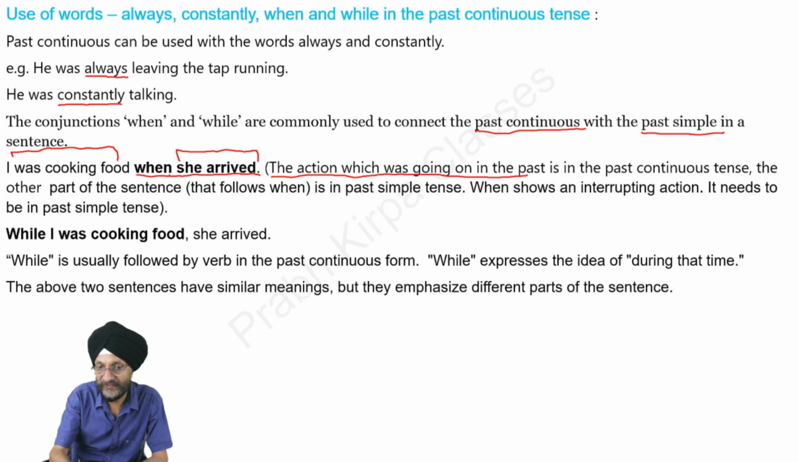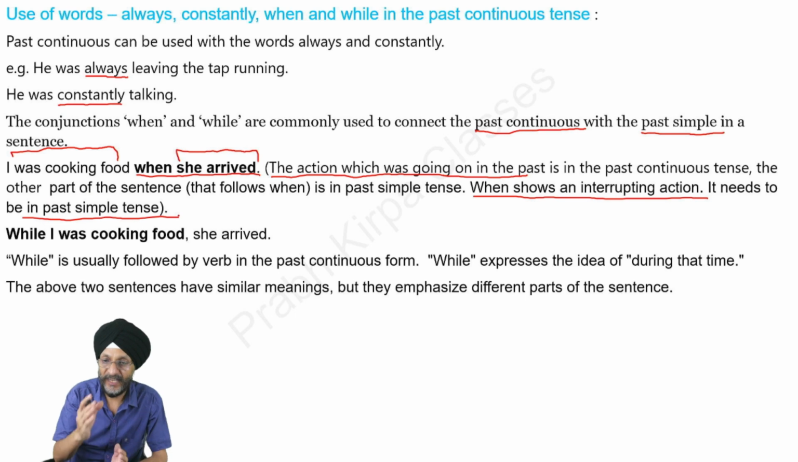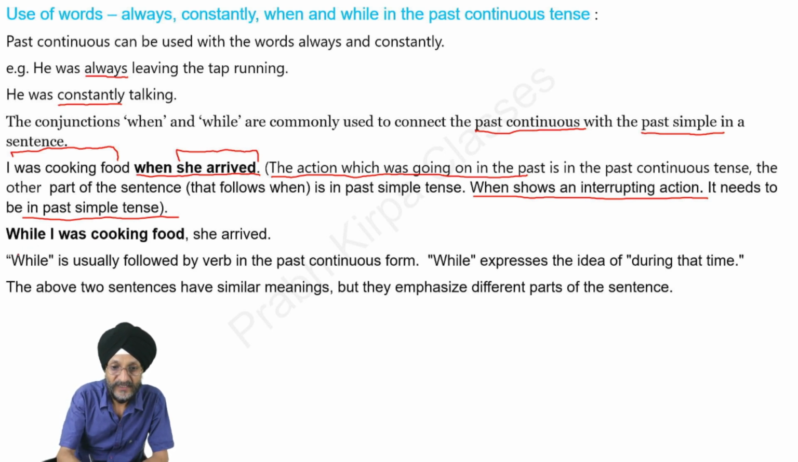When, what does this when show? When shows an interrupting action, it needs to be in past simple tense. In other words, the action which was going on in the past has to be in the form of past continuous, whereas the interrupting action has to be in the form of past simple tense. Next, while I was cooking food, she arrived. While is usually followed by a verb in the past continuous form.